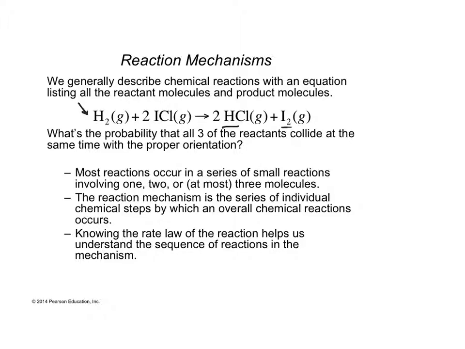How probable do you think it is that all 3 of them are going to find each other, collide at the exact same time with the absolutely correct orientation to lead to a reaction? How probable? 3 things finding each other in space. Not very probable, right? So the probability of 3 things hitting each other with the correct orientation is essentially 0.